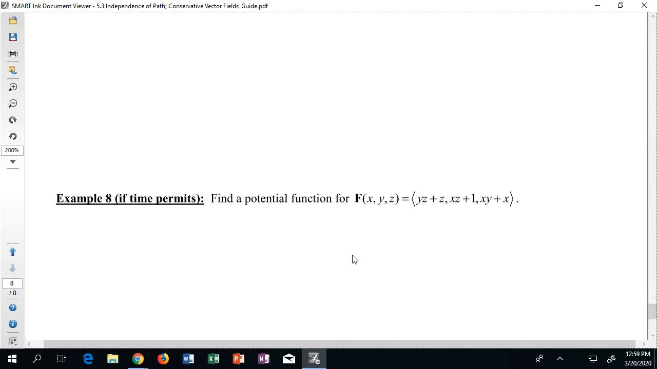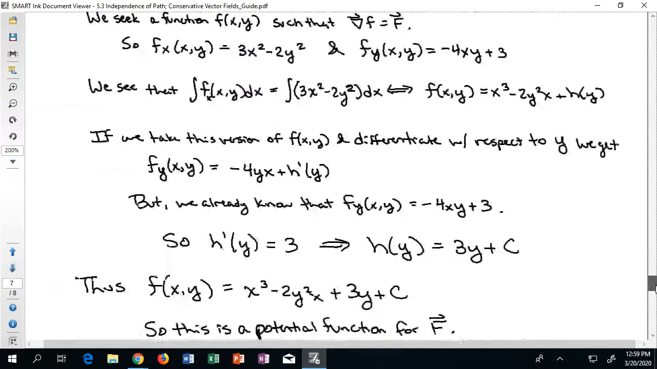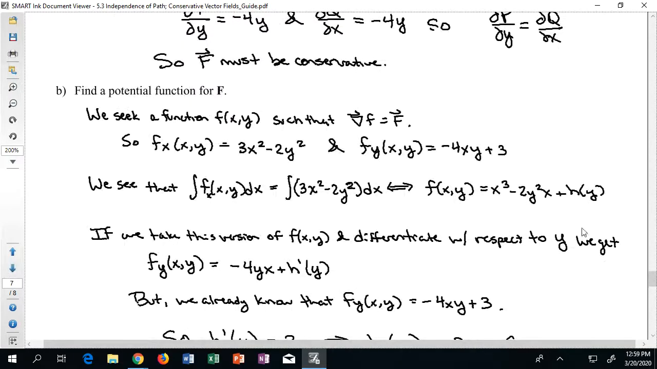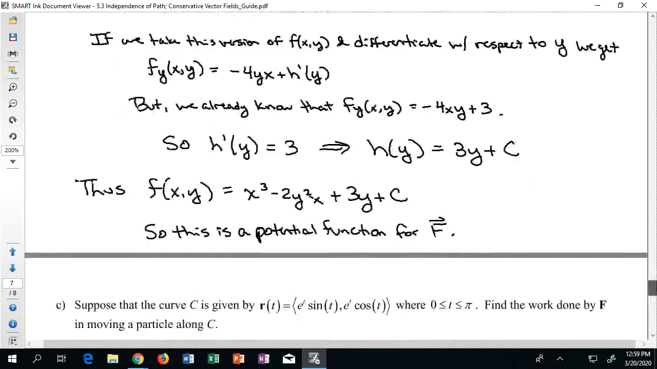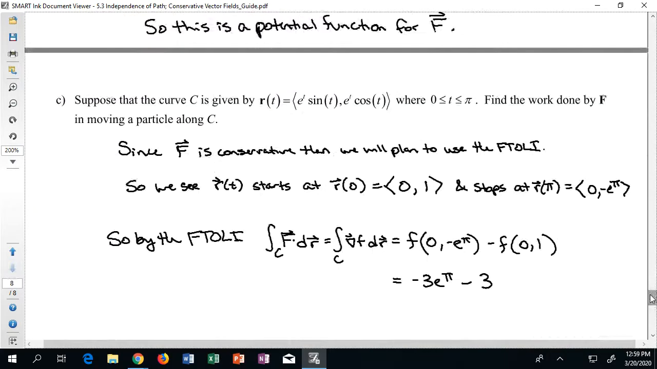Example number 8 is down here for you to try. If we had had class time, I would have let you work on this one on your own. It would have been trying to find the potential function for this vector field. And notice that the process there would be extremely similar to what we did here on part B. So I'll ask you to reference part B as you practice with that question. Of course, if you have questions in general on this section, by all means, please let me know, and I'd be happy to help.